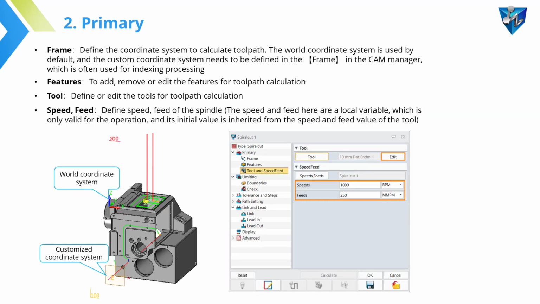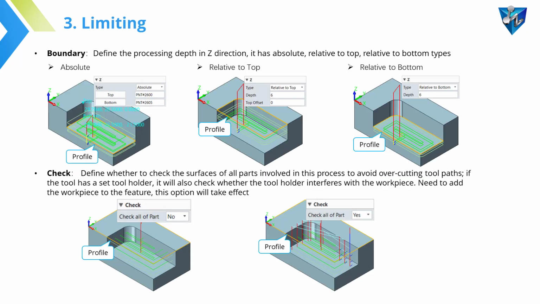The first one is primary, which is to set the custom coordinate system, features, tool, spindle speed and feed used to calculate the 2x paths. The second one is limiting, which is used to define the boundary of the 2x paths, including the top and bottom, and whether to consider all faces of the part when generating the 2x paths. Now let's switch to ZW3D and check these 2 tabs.